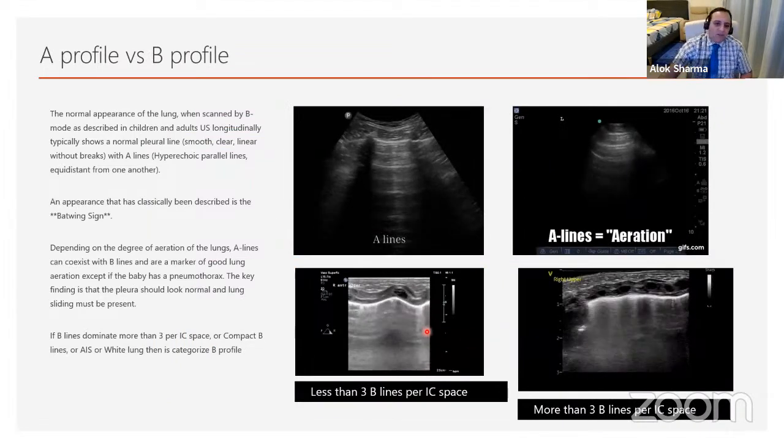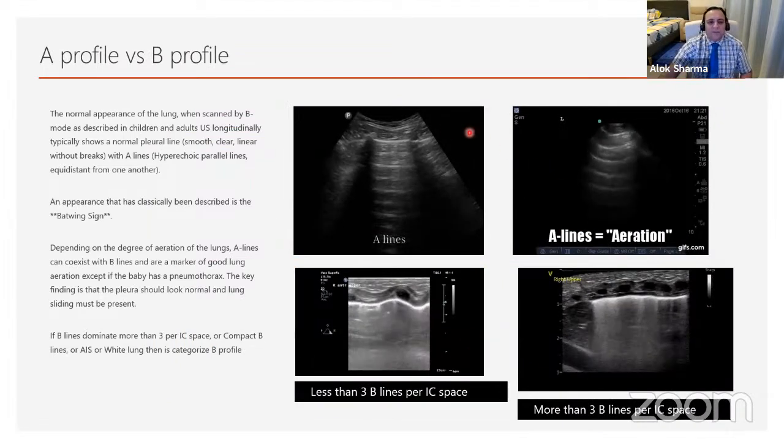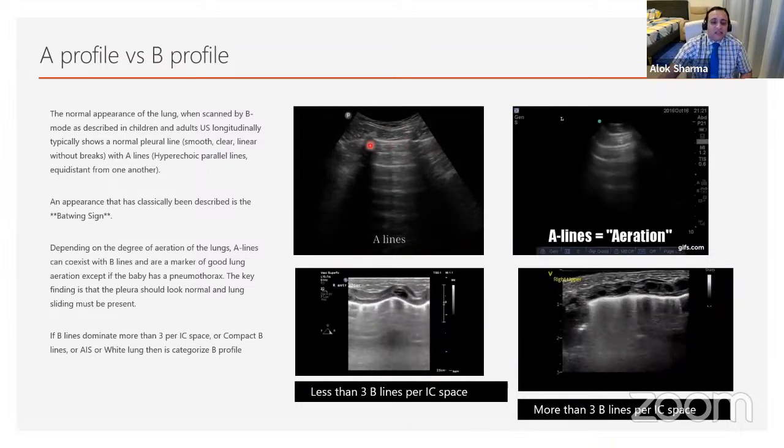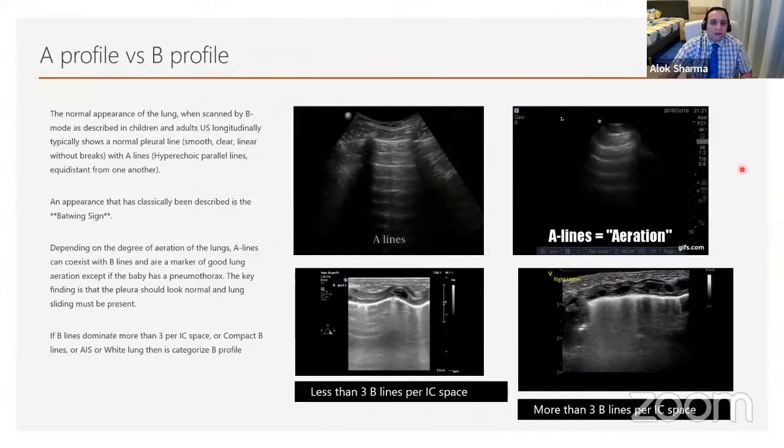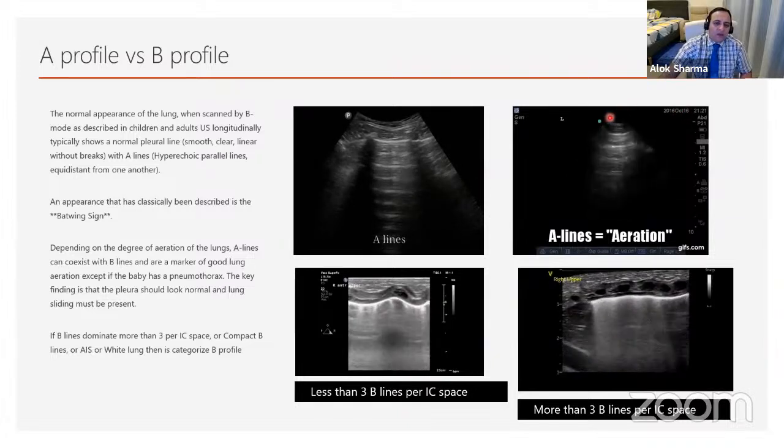Again, just an example of A versus B profile. So we're just looking at the progression at this particular point. So these are A lines. There is sliding, take my word for it. But you see an A profile, no B lines. So this is well aerated lung. On the other hand, over here, when you look again, you see a pleural margin. This is obviously a phased array probe with A lines. So this is an A profile.